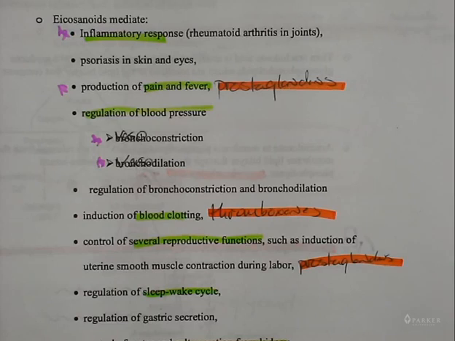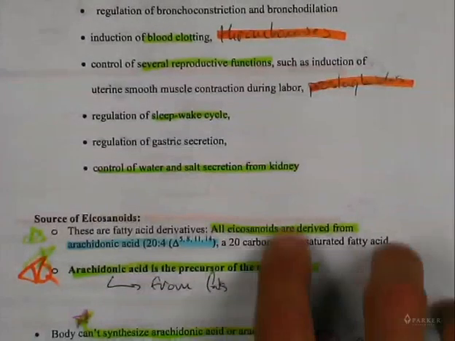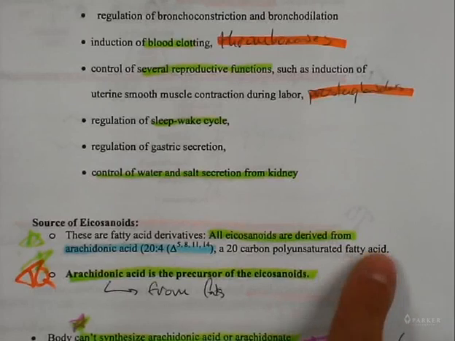They induce blood clotting. The blood clotters are our thromboxanes. If you see blood clotting, you pick thromboxanes, flat out. They control several reproductive functions. If you see reproductive, smooth muscle, uterus, that's prostaglandins as well. Not such a huge point, but it is kind of a minor one. Inflammation, pain, fever, blood clotting, those are our primary ones for now. Water and salt, sleep, wake, etc. Not a big deal for the rest of them.